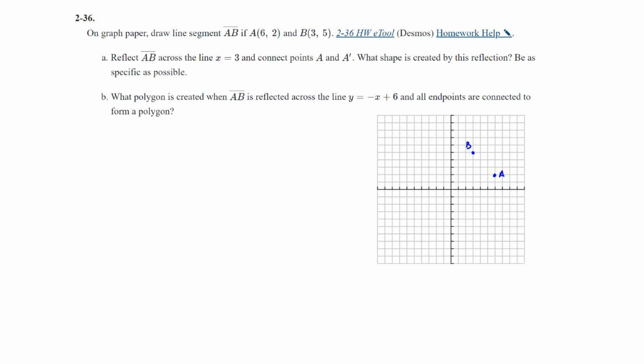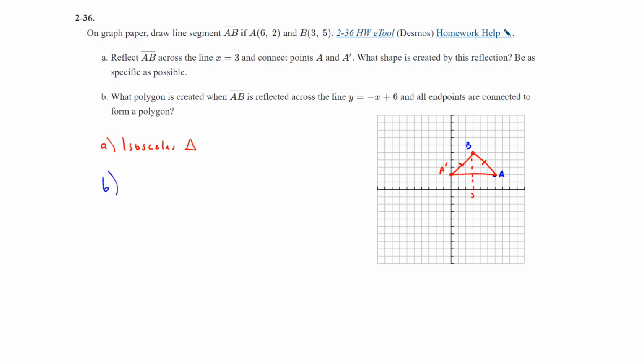And then we're going to reflect it across the line x equals 3, which is right here, that vertical line. So B would stay right here. B prime would be the same. A would reflect over here to A prime. And so we reflected it. If we connect points A and A prime, because I was already supposed to draw on the line segment AB, what shape is created by this reflection? So that distance, because here's the line of reflection, this distance should be the same, and so it looks like we will have an isosceles triangle.